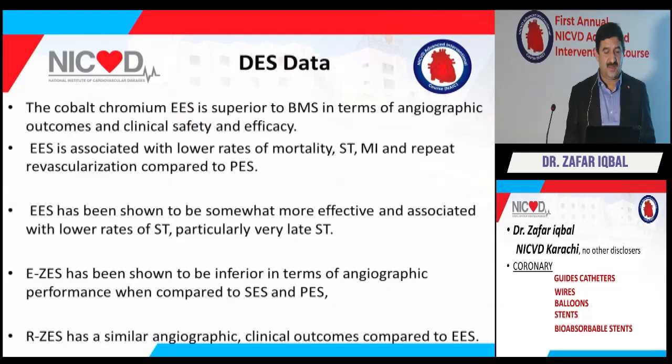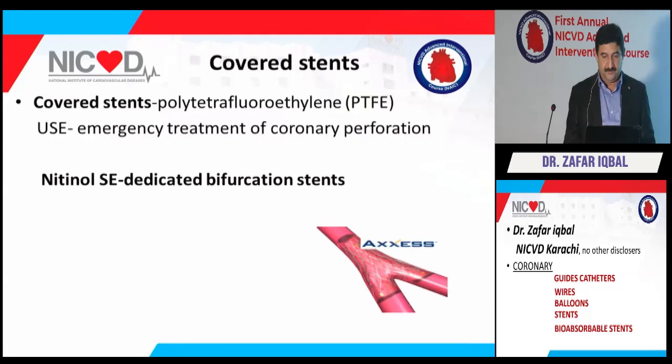DES data. There are a large number of trials conducted, but every trial has been compared to the BMS or early generation stents, and everolimus eluting stents have shown better results in comparison to the early generation DES, and better comparison to the BMS. And Resolute Integrity stents have similar angiographic and clinical outcomes compared to everolimus stents.